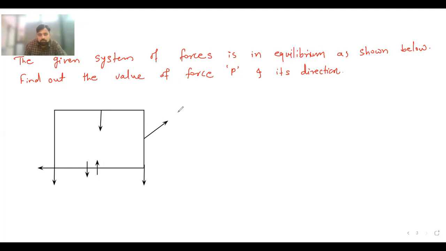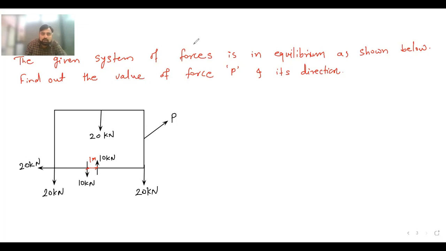Okay. So now this force is P. This is 20 kilonewton. This is also 20 kilonewton. 20. Then this is also 20. And this force is 10 kilonewton, and this is also 10 kilonewton. And the distance between them is given as 1 meter. No other distances are given to us.